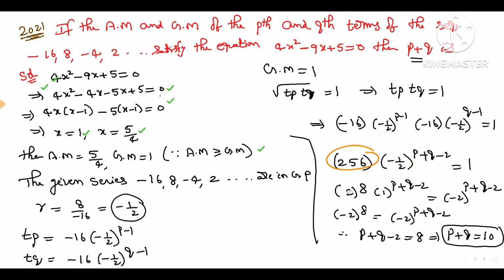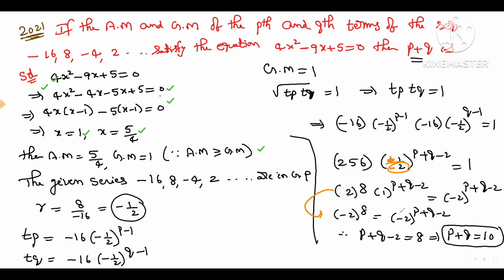Okay, now 256, I can write as 2 power 8. Here 1 power P plus Q minus 2, divided by, here you will take minus 1 by minus 2, right? 1 by minus 2. 1 by minus 1 to the power P plus Q minus 2 is equal, let us do cross product, minus 2 times minus 2 power P plus Q minus 2. Here 1 power anything is 1. 2 power 8, I have written here as minus 2 power 8.